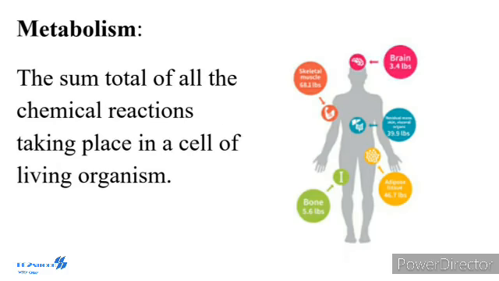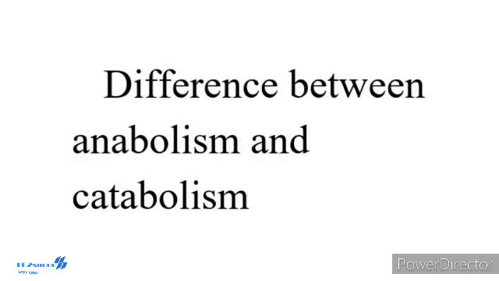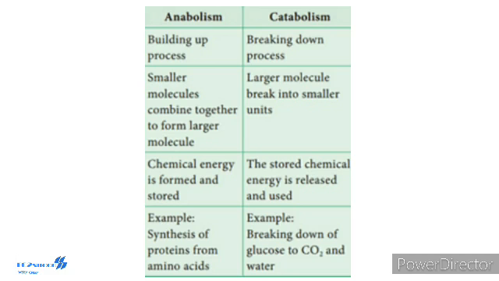Another one, metabolism. The sum total of all the chemical reactions that take place in a living cell or organism is called metabolism. It is broadly divided into anabolism and catabolism. The difference between anabolism and catabolism: anabolism is a building up process, catabolism is a breaking down process.